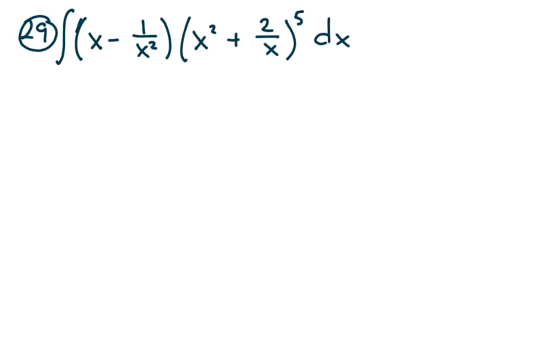The reason why is because the author doesn't want you to take x squared plus 2 over x and raise it to the 5th, take that answer and multiply by x minus 1 over x squared. They are trying to get you to see that it's more beneficial to do u substitution. Now, the inside function is going to be x squared plus 2 over x, and that's a great candidate for u.